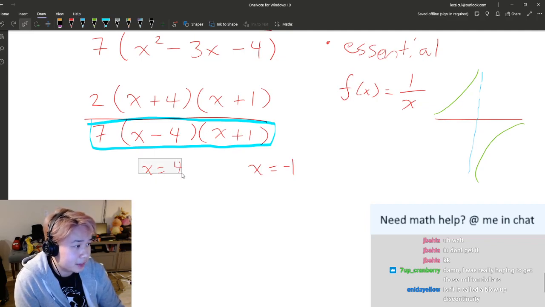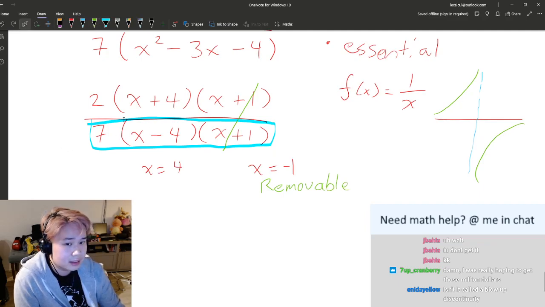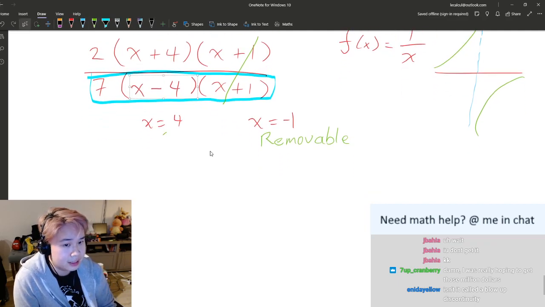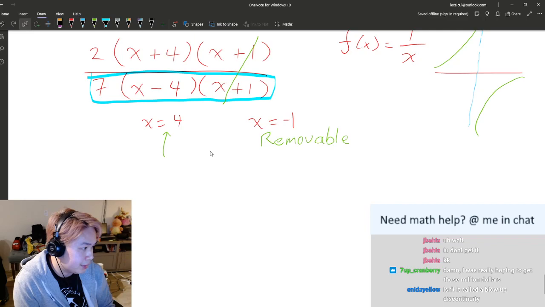Now they are different types of discontinuity because these cancel. So because this factor of x plus 1 canceled, this is a removable one. However, you cannot cancel the x minus 4. So this one is essential or blow up, but essentially this means that you have a vertical asymptote here.